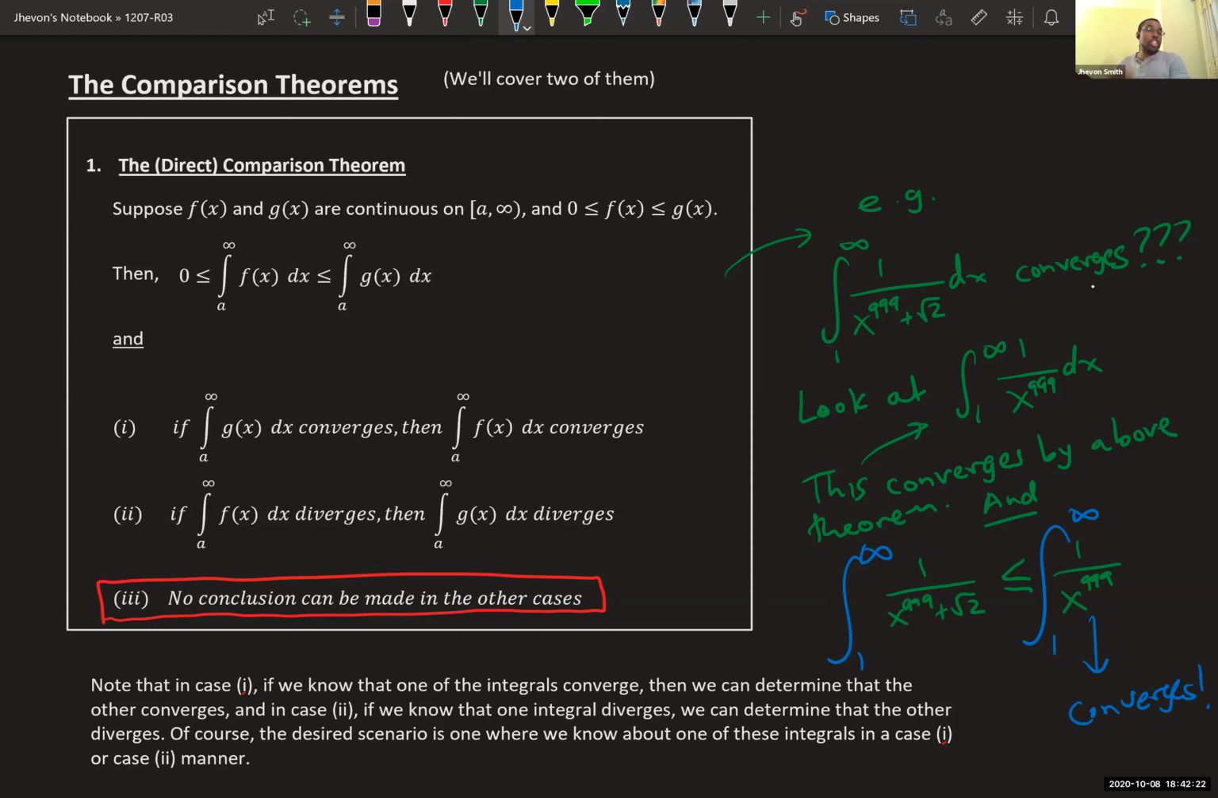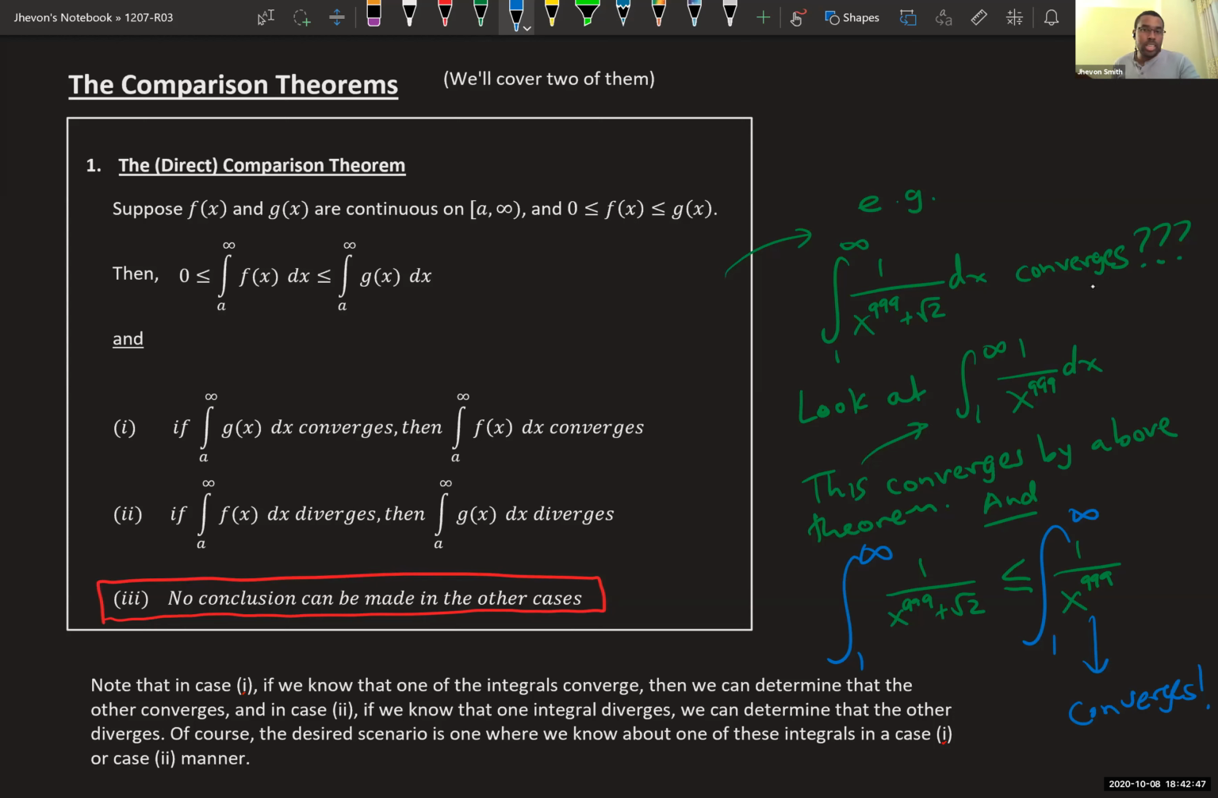So I have found a g of x to compare to the original integral. If I had x to the 999 plus some constant a, and that constant was very difficult for me to deal with, I don't need to deal with it. What I can do is ignore the constant, see the relationship that I have afterwards, and see if I can apply a comparison theorem. And in this case, I could.